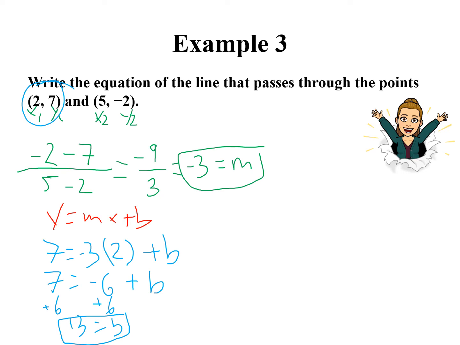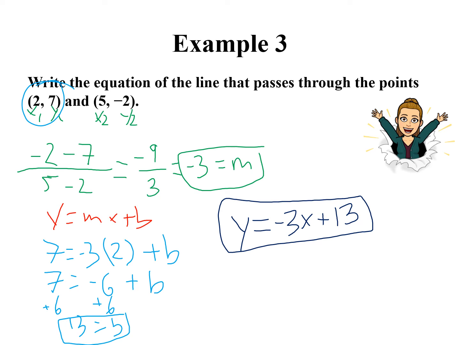If I take my pieces and put it back into my equation, I have y equals my m value of negative 3 times x plus my b value. I found the equation of the line with the two ordered pairs.